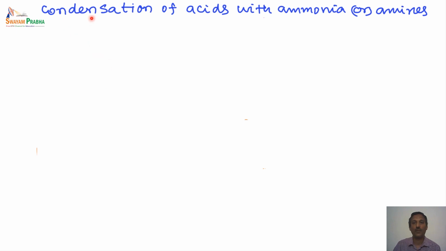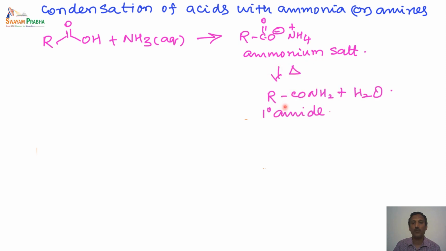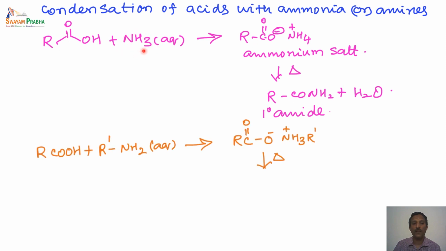Then the condensation of acids with ammonia or amines. So when a carboxylic acid is treated with aqueous ammonia, we end up with an ammonium salt, and this on heating produces a primary amide. What we end up is RCONH2 because we are using ammonia as a starting material.